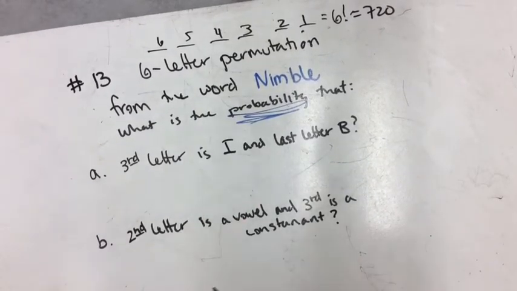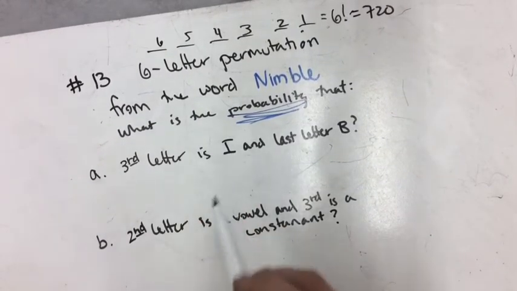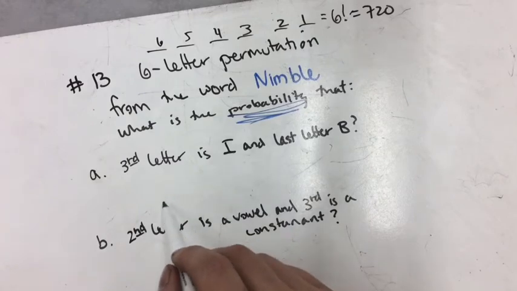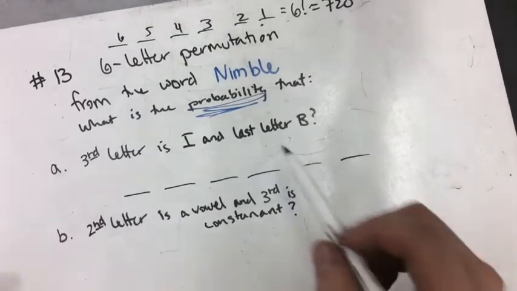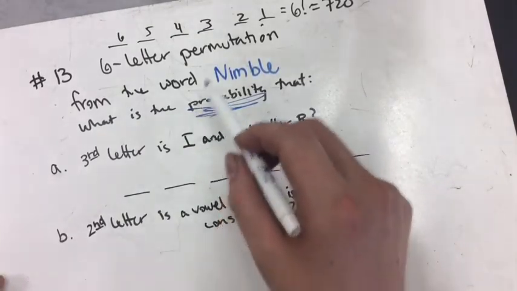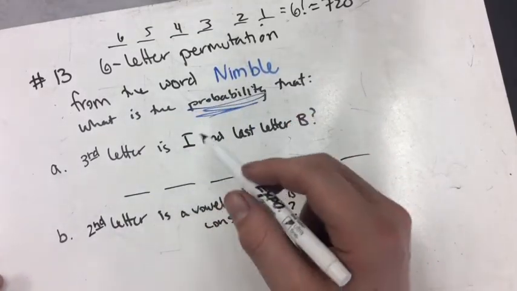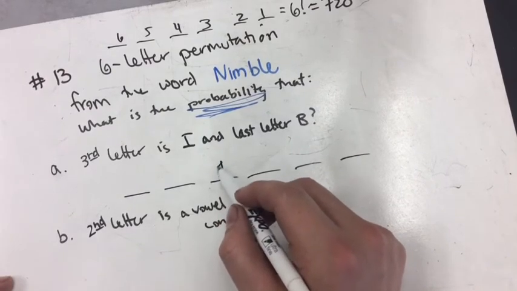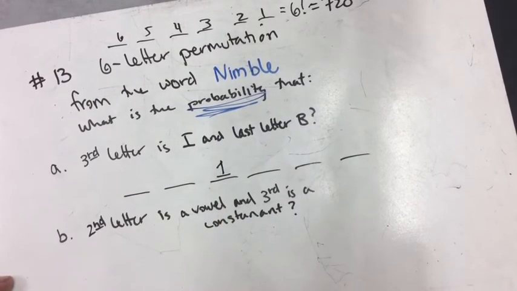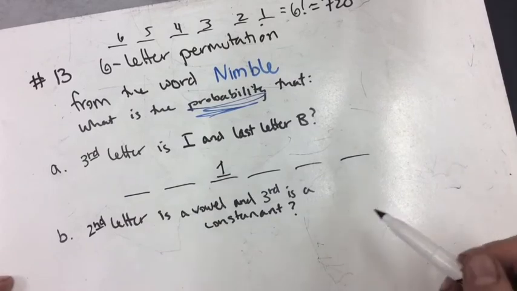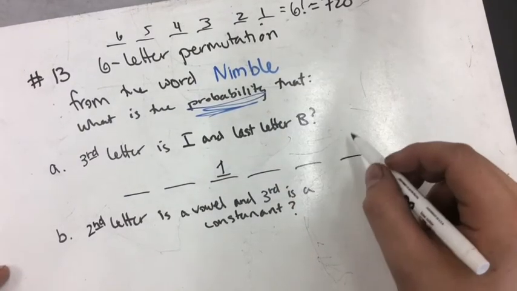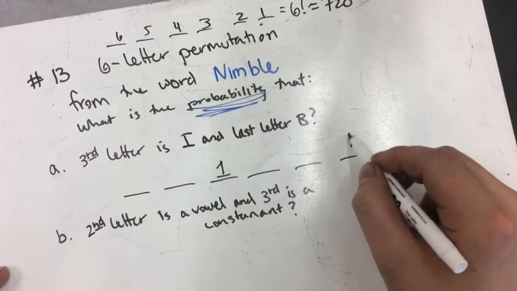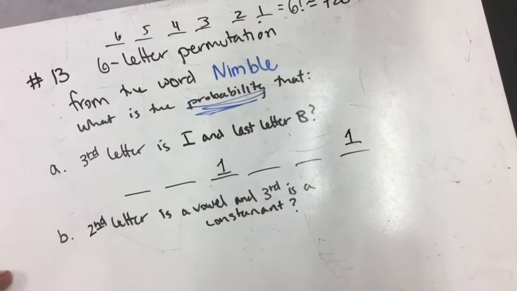Then we get into more specific questions, such as the third letter is an I and the last letter is a B. So let's go 1, 2, 3, 4, 5, 6. Well, how many I's are in the word nimble? Well, only one, and it has to be the third letter. So we only have one choice for the third position. The last letter has to be a B. How many B's do we have to choose from in nimble? Just one. So we're going to put just one in that position.